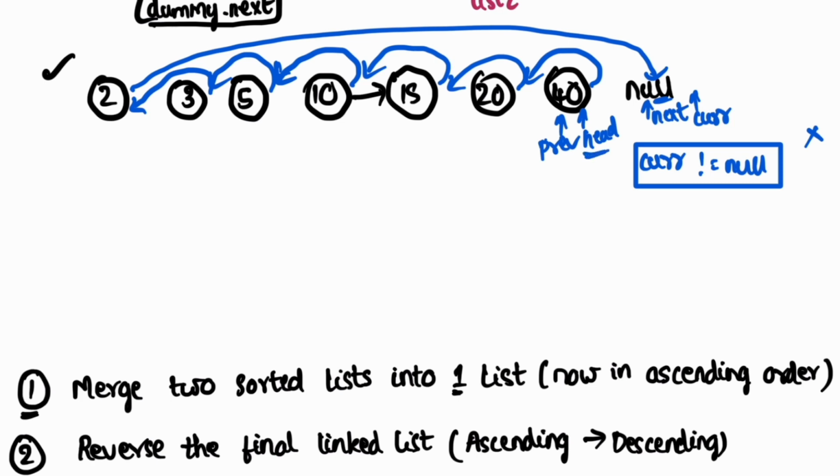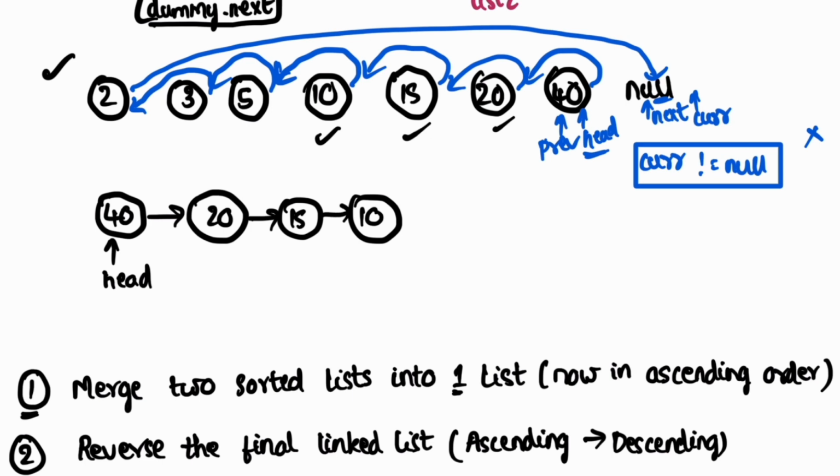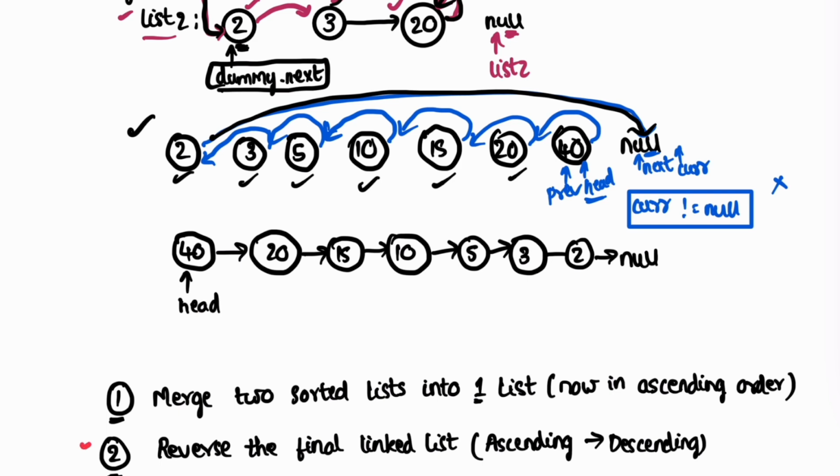So let's form the output starting from head. Head is pointing at 40. 40 is pointing to 20. 20 is pointing to 15. 15 is pointing to 10. 10 is pointing to 5. 5 is pointing to 3. 3 is pointing to 2. And 2 is pointing to null. So we finished the second part of this by reversing the linked list, and this is the expected output.